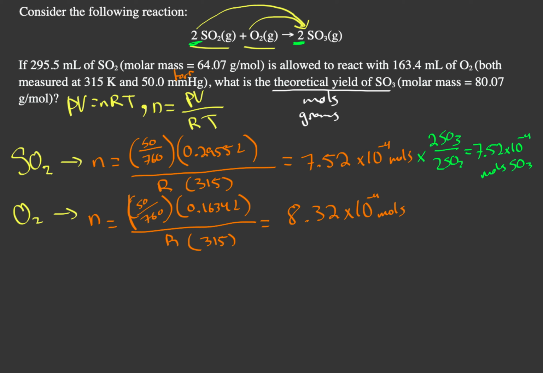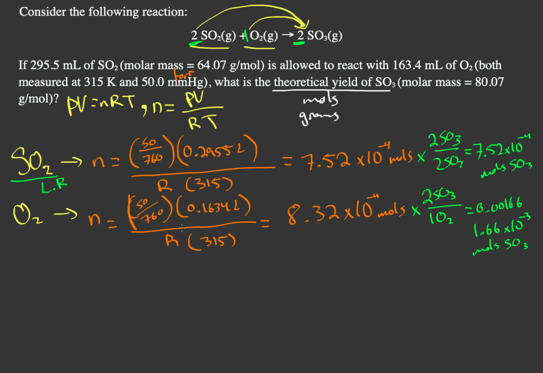Now we have to still convert this to how many moles of SO3 we produce. So we have 2 moles of SO3 produced for every 1 mole of oxygen gas. And so we just have to multiply this number by 2, and that gives us 0.00166. So if I just had to rewrite this, that's 1.66 times 10 to the negative 3 moles of SO3. So that's actually a bigger number than what we have in SO2. So since this is a bigger number, that means SO2 is our limiting reactant.